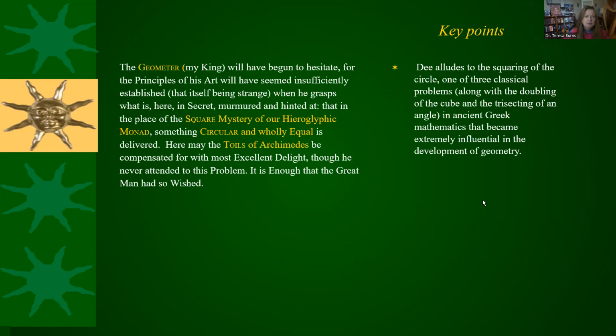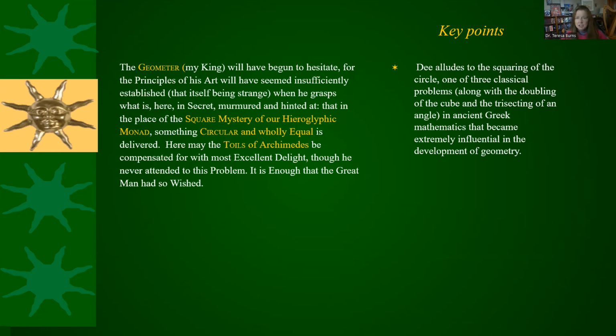He is talking about the squaring of the circle, which is one of the three classical problems, along with the doubling of the cube and the trisecting of an angle in ancient Greek mathematics. They are very, very influential in the development of geometry. Today, mathematicians will tell you that you can't square the circle. Partly that's because you have to use an approximation for pi, which goes on forever. And so you can't square the circle with modern math. But if you allow an infinitesimal bit of slop into it and approximate pi, then you can square the circle. So that's what Dee is talking about.